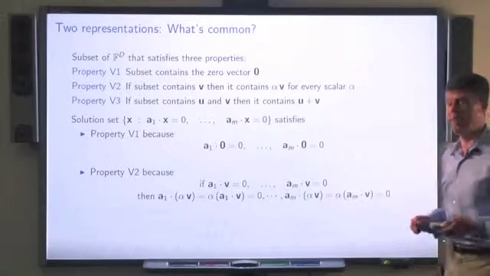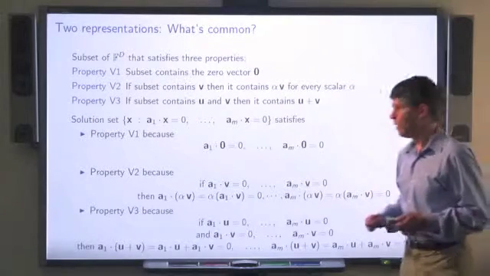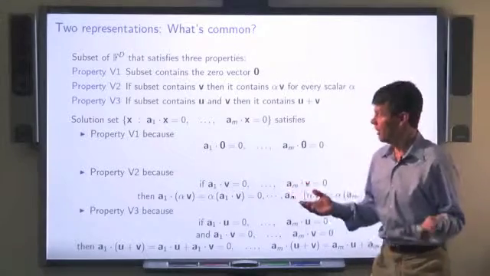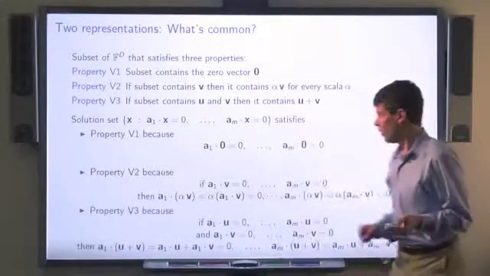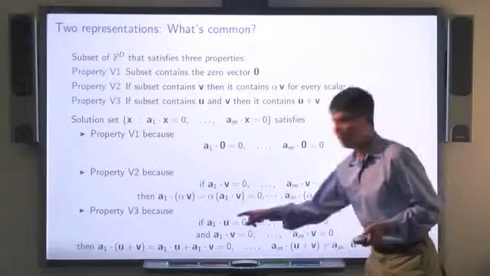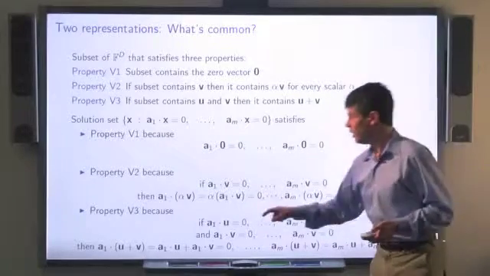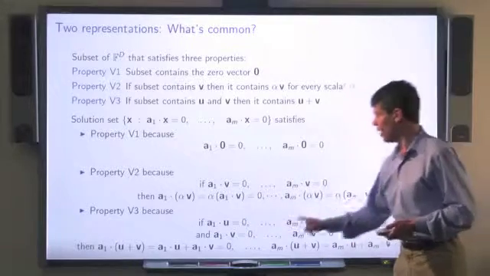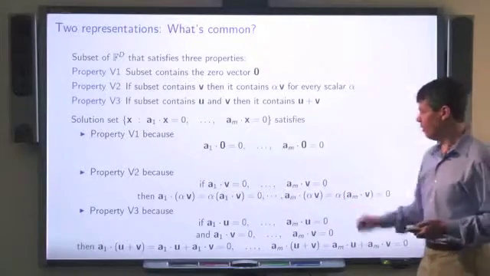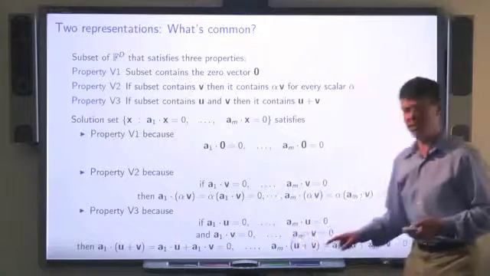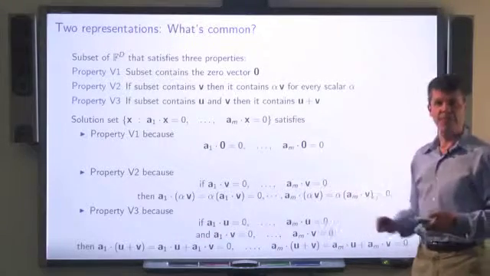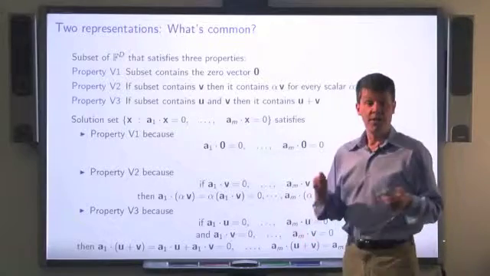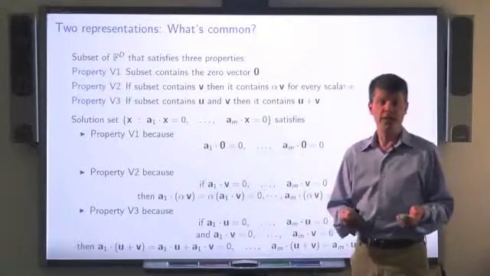Now let's turn to property v3. Similarly, suppose you have two vectors u and v that lie in the solution set. Well, that means u and v satisfy all these linear equations. That is, the dot products are all 0. a1 dot u is 0, and so on up to am dot u is 0. And similarly, a1 dot v is 0, all the way up to am dot v is 0. Well, then it's easy to see that the sum of u and v also lies in the solution set.